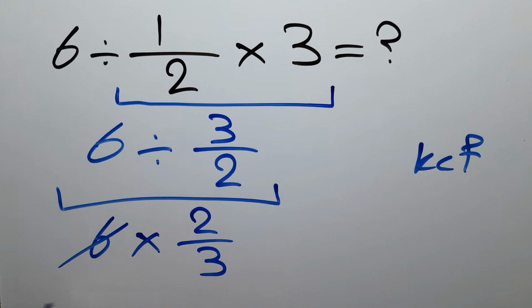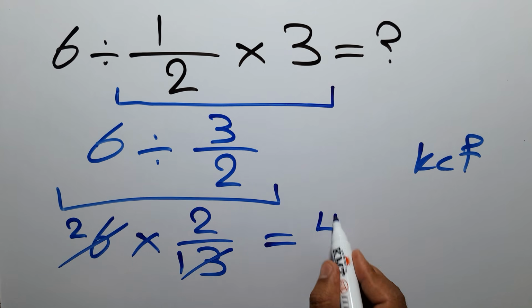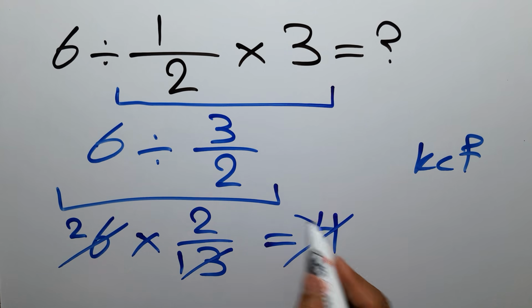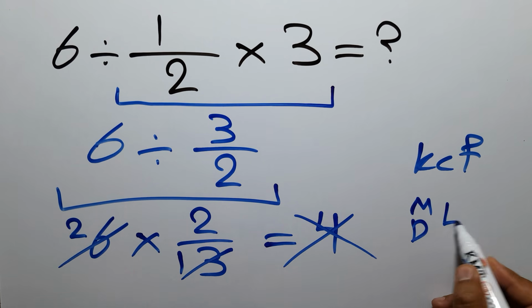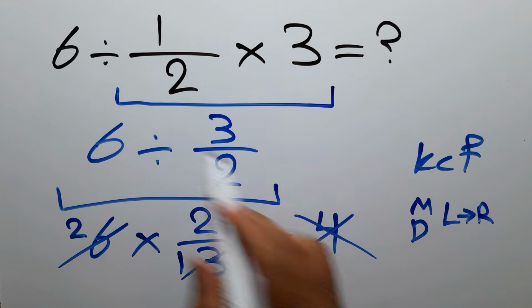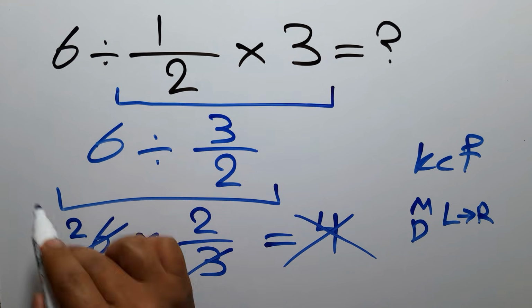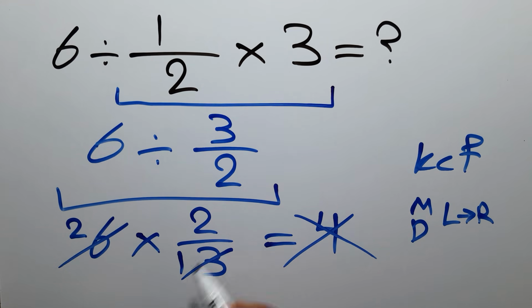Now, 6 divided by 3 gives us 2, and 3 divided by 3 is just 1. So here we have 2 times 2, which equals 4. But this answer is not correct, because according to the order of operations, multiplication and division have equal priority, and we have to work from left to right. So here, first we have to do this division, then this multiplication. If we do this multiplication before this division, it is wrong.